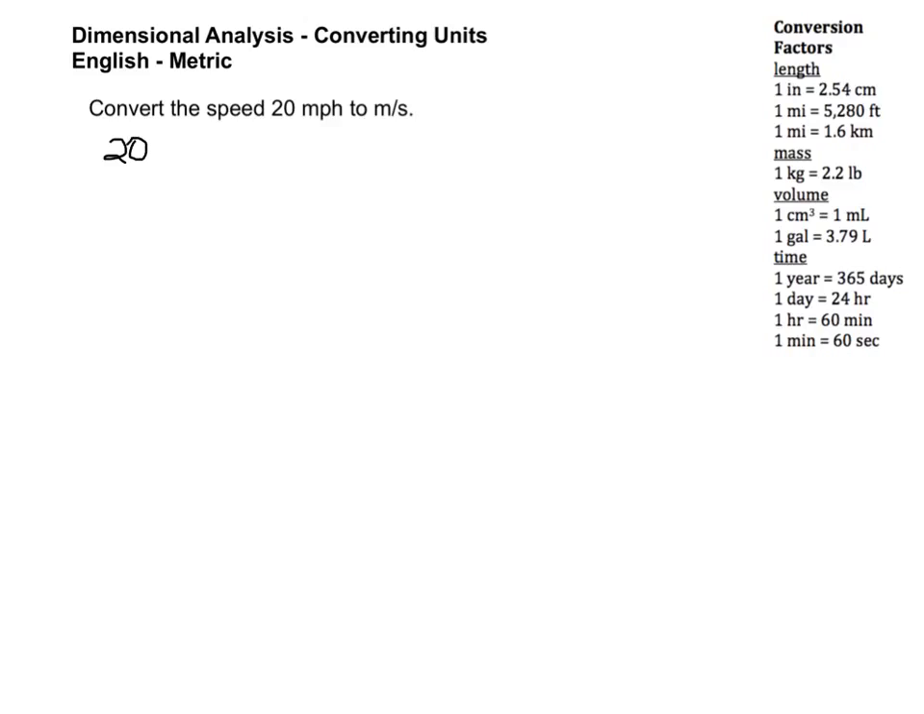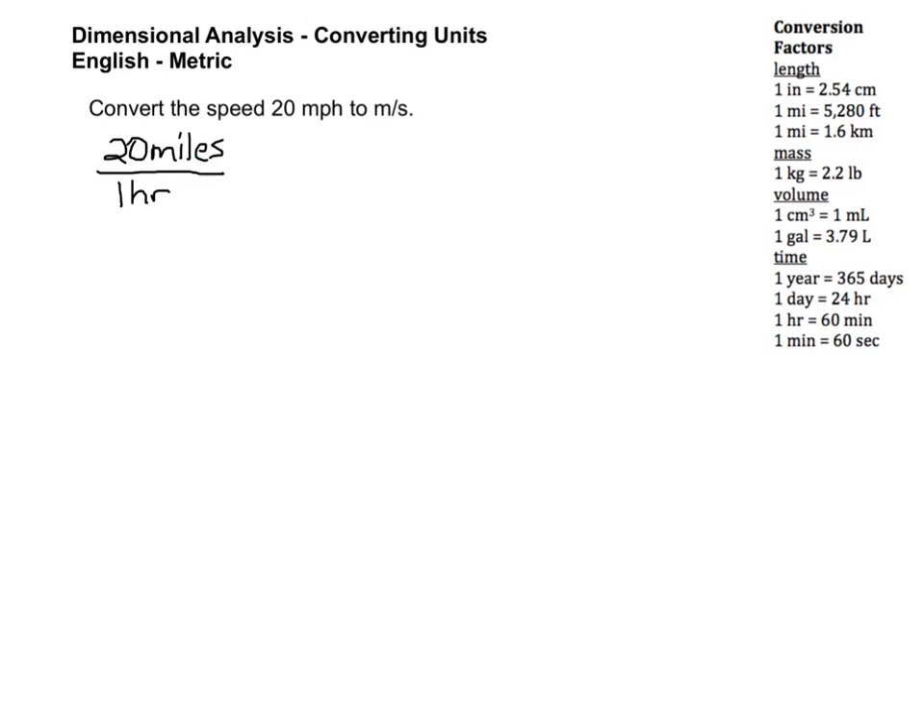Let's start the problem. We'll start by writing the value that is given, 20 miles per hour. Now you have to be careful because per means the dividing line. So it means that we need to write 20 miles over, that's the per, 1 hour. And that's the amount that we're given to start with. Now we have to cancel first the unit of miles, and we would like to get into units of meters.